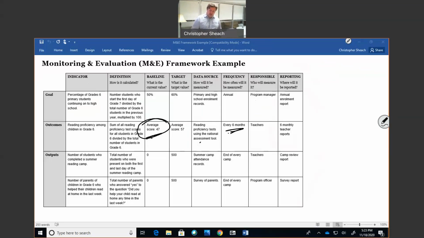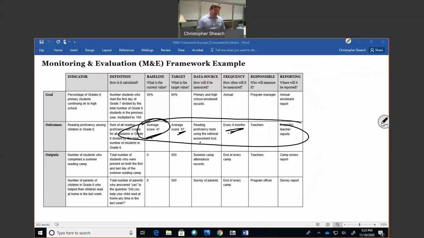When we get to a 6-month report, the project manager's job, or those in charge of monitoring, is to look and see, what is our average score? Is it still 47? Has it gone down? Or is it on a reasonable trend towards 57? This is the way that we know whether our project is working and whether we need to invest more resources, make some changes, and move from where our baseline is to where our target should be.